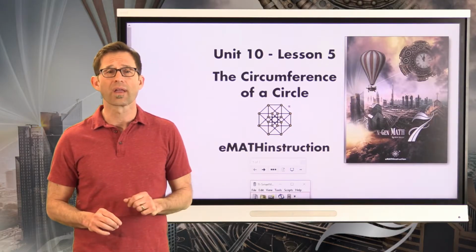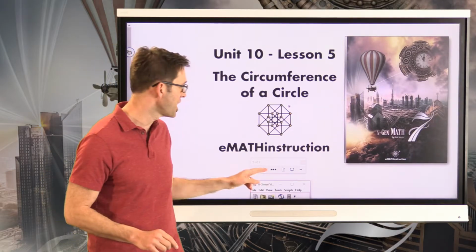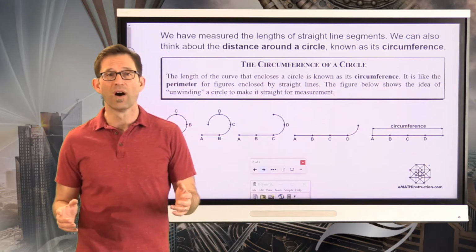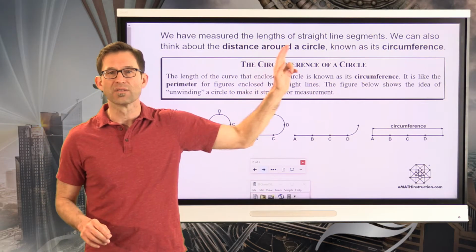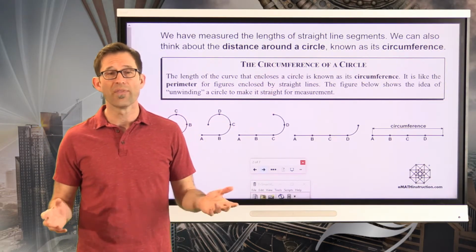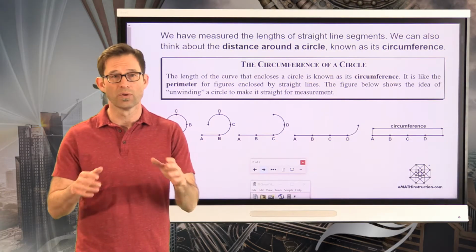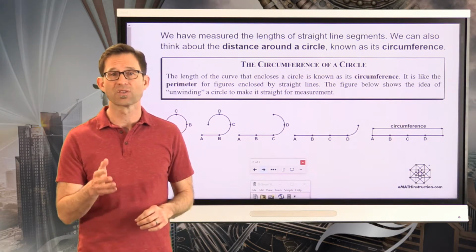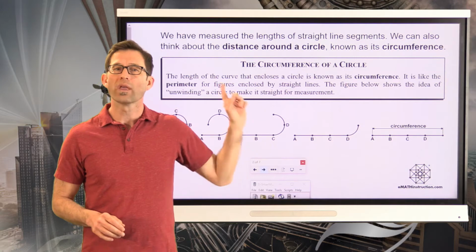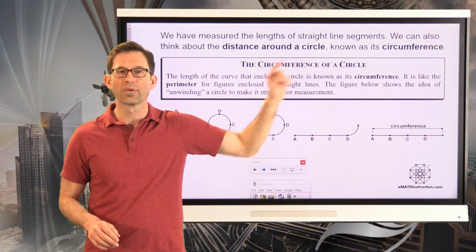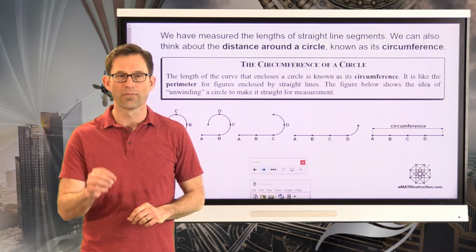You're also going to need your calculators today, so make sure to have those handy. And let's move on with this. Now, we've measured the lengths of straight line segments, both with rulers and with diagrams where those lengths are labeled. We can also think about the distance around a circle, known as its circumference.